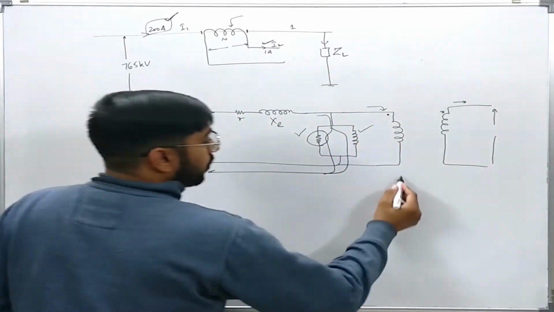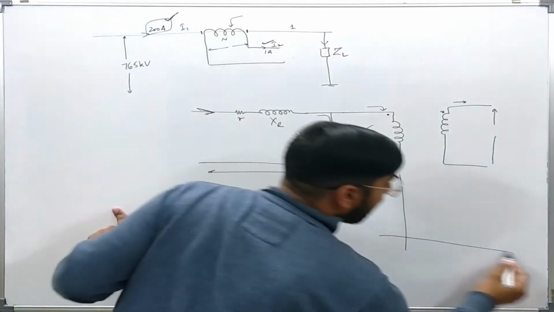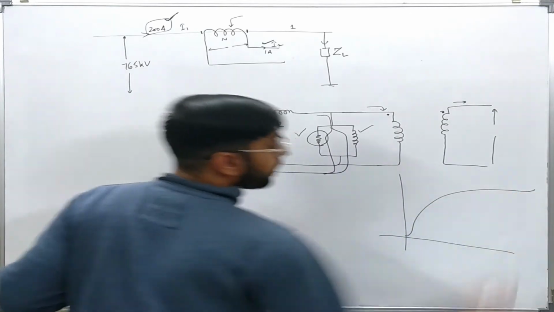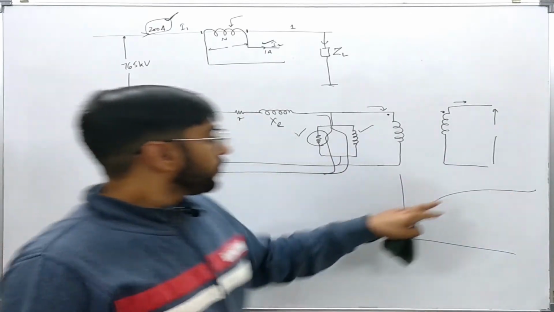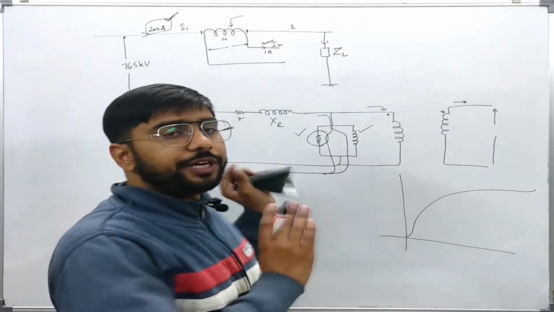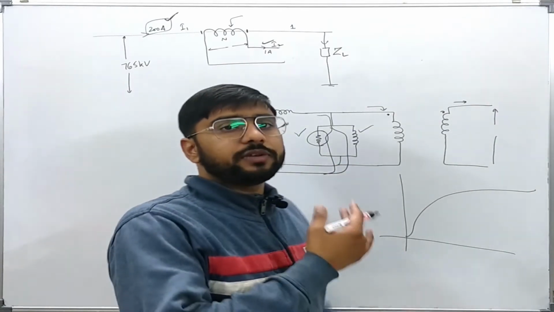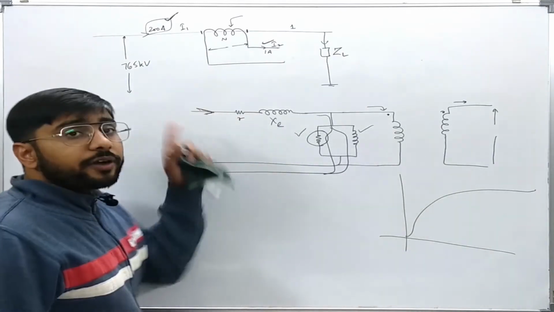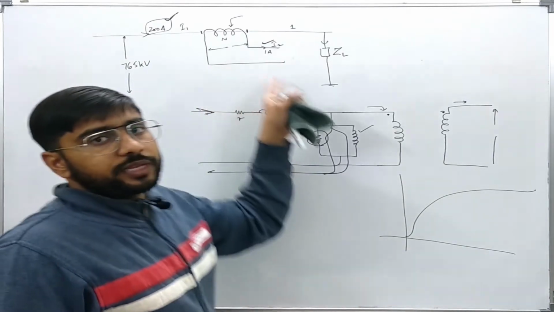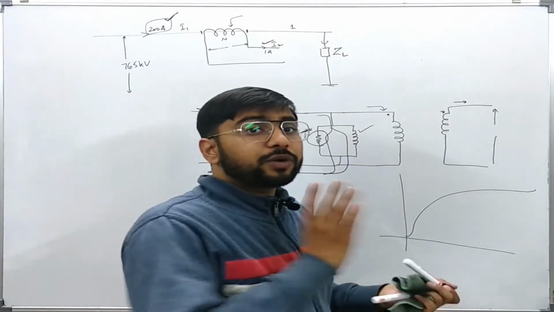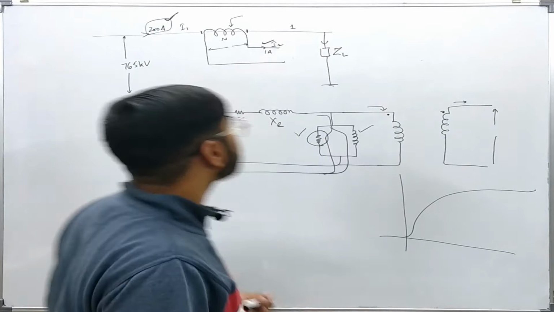Now you see that no matter how good a material I use, the core will get saturated at some point. So this core will get saturated and this CT will get damaged because it will go permanently into saturation. So we should never open the secondary terminals of the CT. This is one of the major precautions which we should always take.